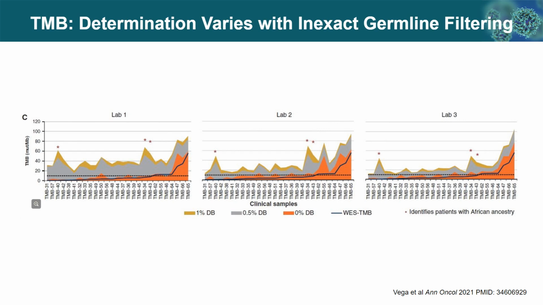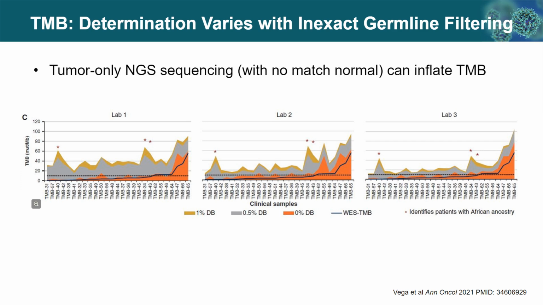TMB determination also varies with germline filtering in NGS panels that sequence tumor only with no matched normal tissue controls. As shown in this study, inexact germline filtering can lead to the inflation of the TMB.